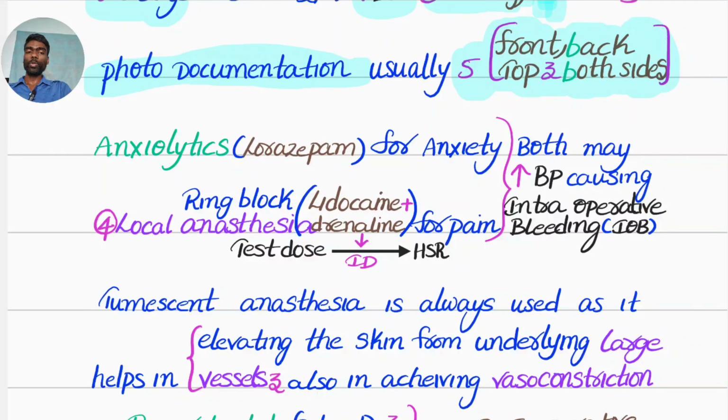Anxiolytics such as lorazepam help to reduce anxiety, and local anesthesia will give a pain-free surgery. Both pain and anxiety will increase the blood pressure, causing intraoperative bleeding. So to avoid that, some hours before the surgery, we will give anxiolytics to the patient as a part of pre-operative workup.